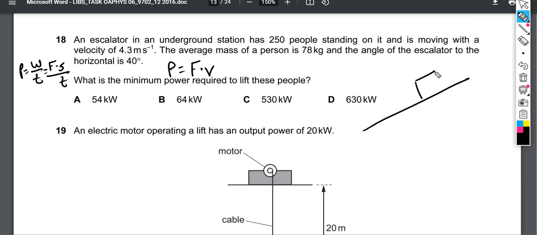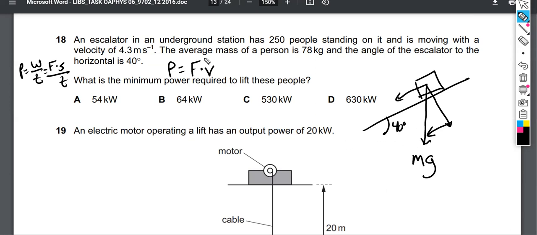If we draw 250 people that each have a mass of 78 kilograms, and I'm approximating them all as a block here, just like I did for the last one, the incline is 40 degrees. These 250 people have mass, and on Earth, they're going to have weight equal to mg. Some of the weight acts into the ramp, and the structural integrity of the escalator itself supports that. The power that the escalator has to deliver to lift the people is to overcome this component of their weight, the component that would otherwise have them roll down.